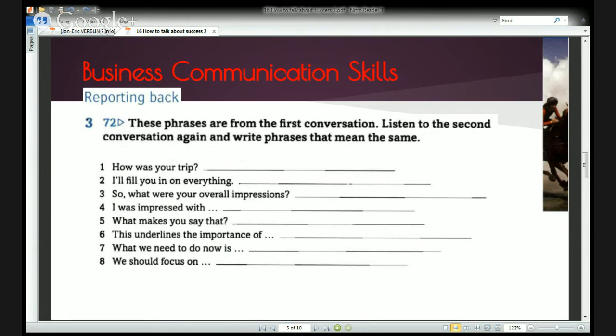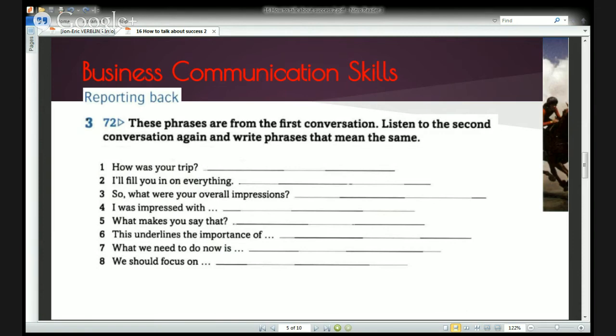In the first conversation, he says, "How was your trip?" What does he say that's different in the second conversation? Different, but means the same. How did it go in Vietnam? Perfect. How did it go in Vietnam is correct.